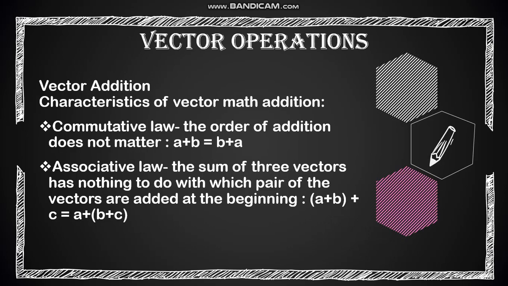Characteristics of vector addition. Commutative law. The order of addition does not matter. A plus b equals b plus a. Associative law. The sum of the vectors has nothing to do with which pair of the vectors are added first. A plus b plus c equals a plus b plus c.